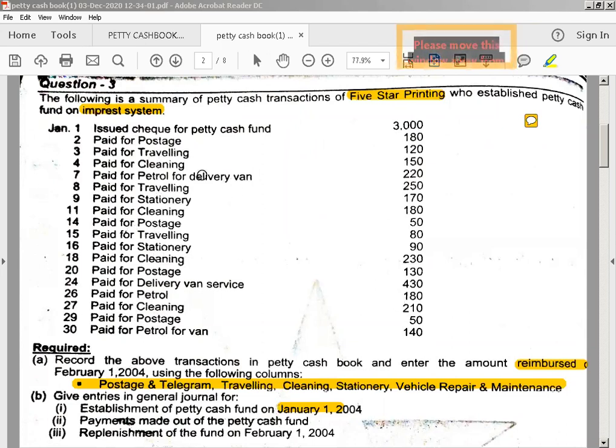Now I proceed towards the question. On January 1st, 2004, they have issued a check for the petty cash fund, which is the amount 3,000. So the amount of the cash which is issued to us, that is the 3,000, will be written on the receipt side.